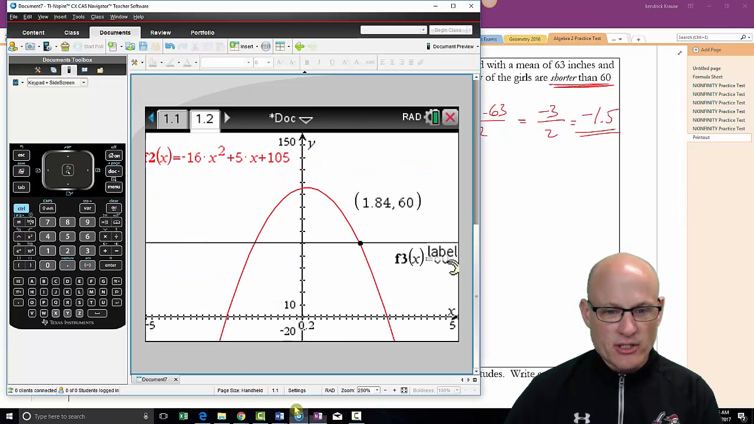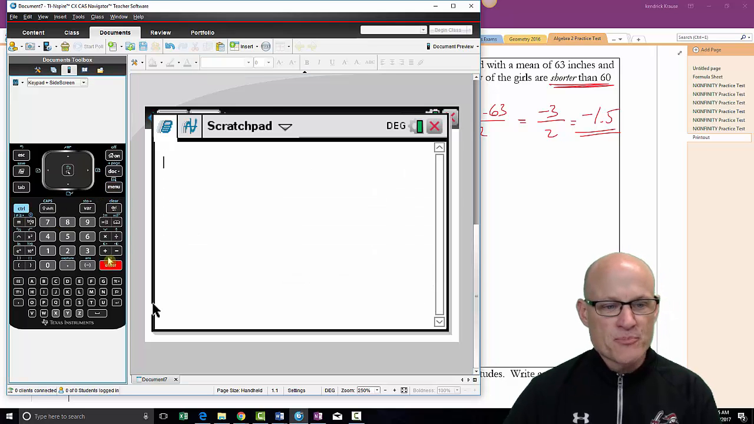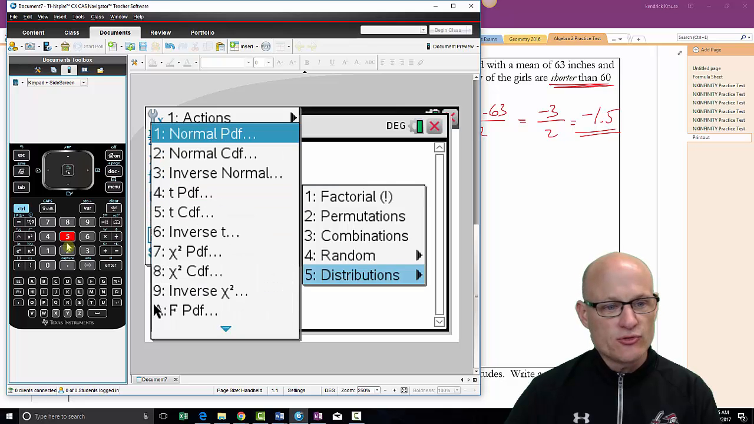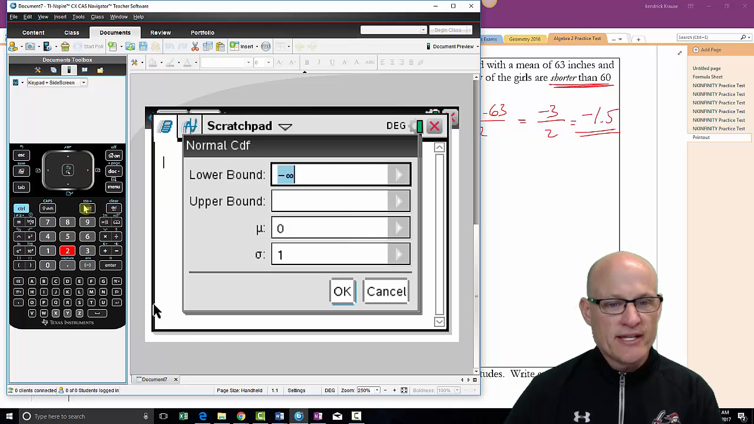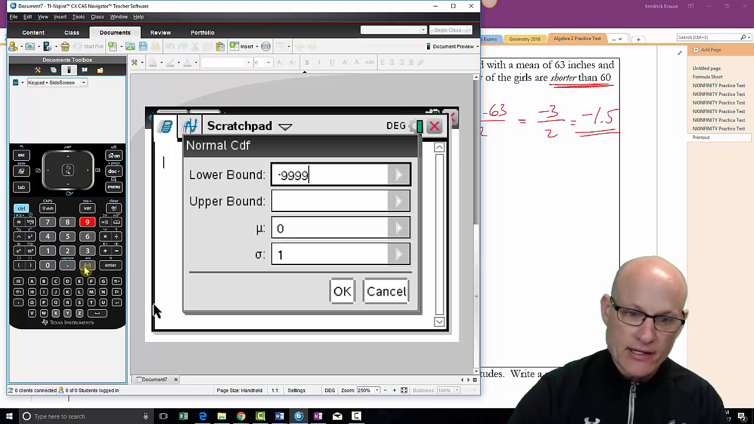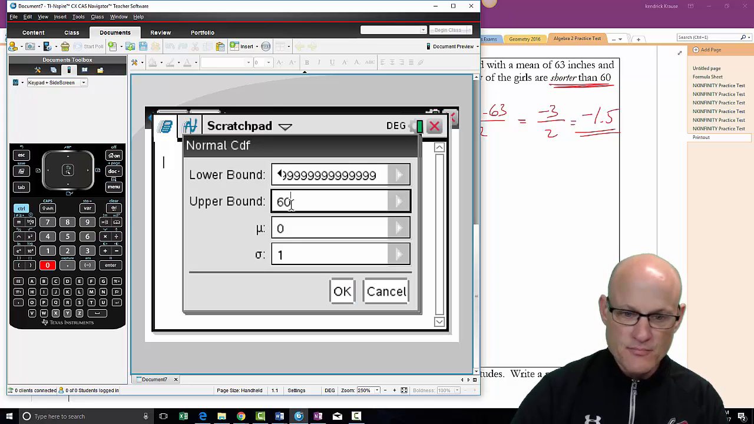So we go over to your calculator. You go into calculate mode. Let me get rid of all the stuff from before. And you go into menu 5, 5, 2. Normal CDF, negative infinity. Now, if your calculator doesn't do negative infinity, you could just put in a bunch of 9s, negative 9, 9, 9, 9, and so on. All right, maximum's going to be 60. The mean is 63, and the standard deviation is 2.